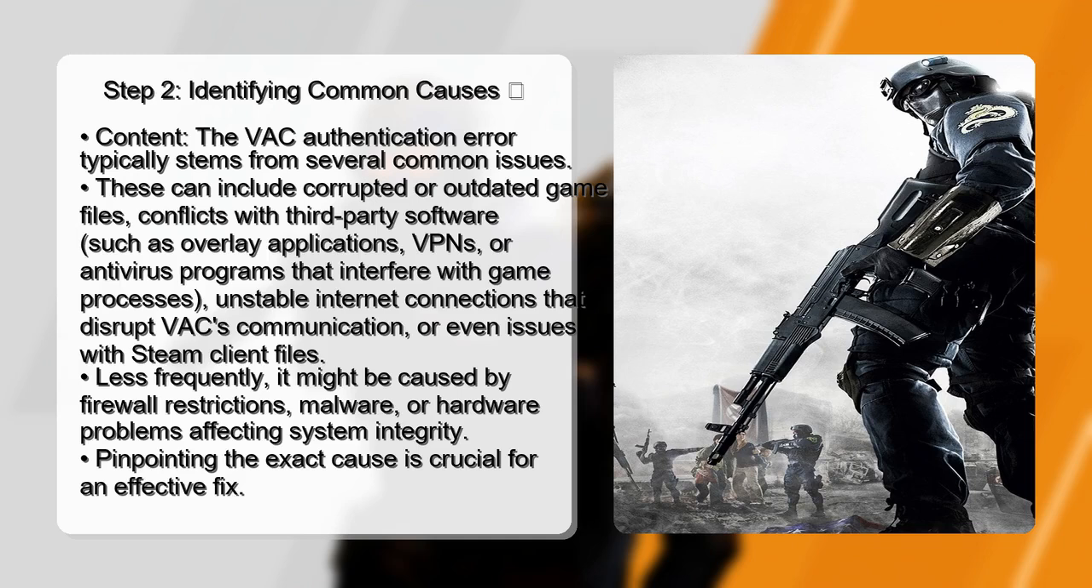Step: identifying common causes. Content: the VAC authentication error typically stems from several common issues. These can include corrupted or outdated game files, conflicts with third-party software such as overlay applications or antivirus programs that interfere with game processes, unstable internet connections that disrupt VAC's communication, or even issues with Steam client files. Less frequently, it might be caused by firewall restrictions, malware, or hardware problems affecting system integrity. Pinpointing the exact cause is crucial for an effective fix.